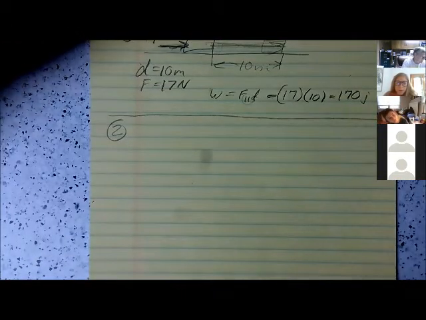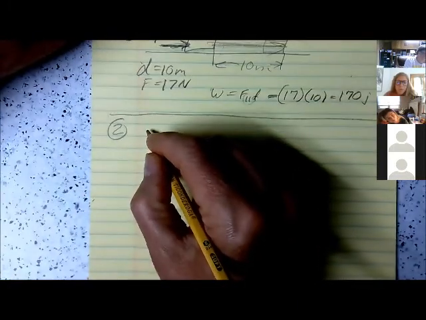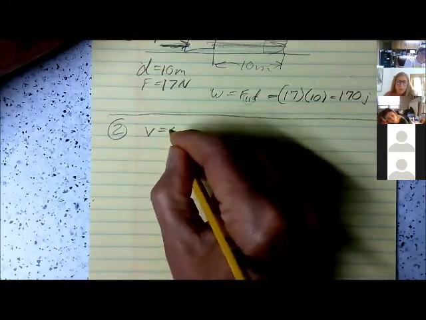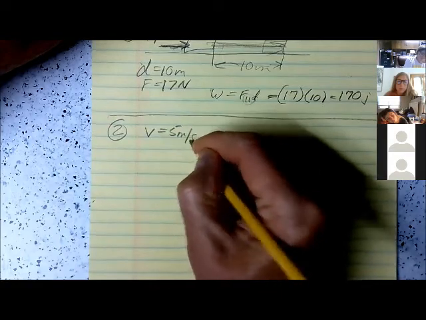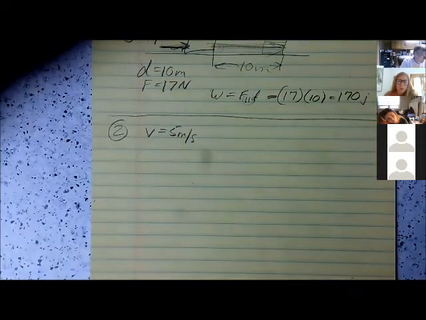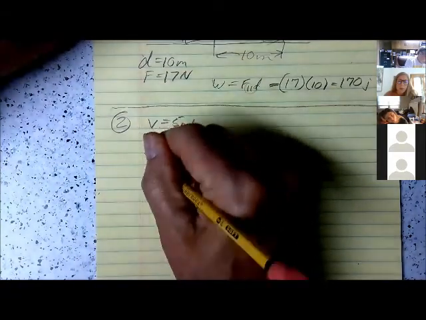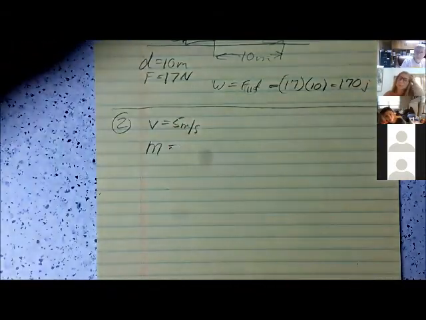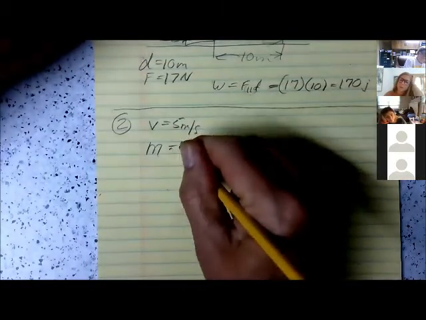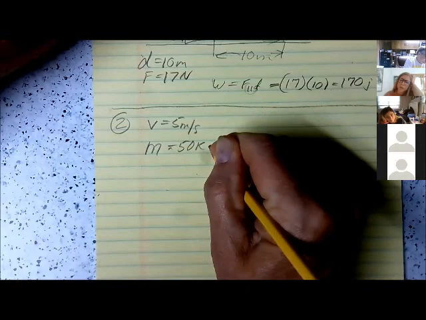Micah is riding a sleigh with a speed of 5 meters per second. If the total mass of Micah and the sleigh is 50 kilograms, find the kinetic energy of the system.